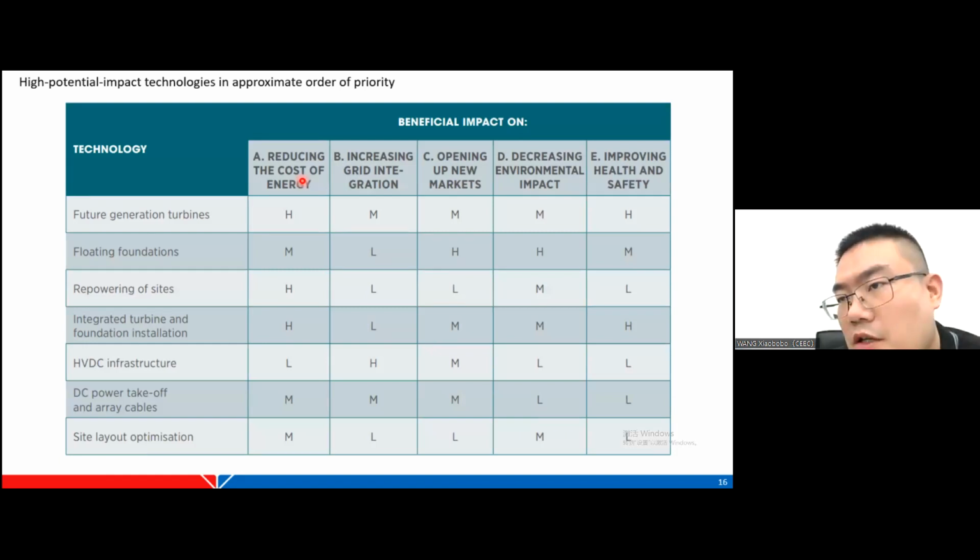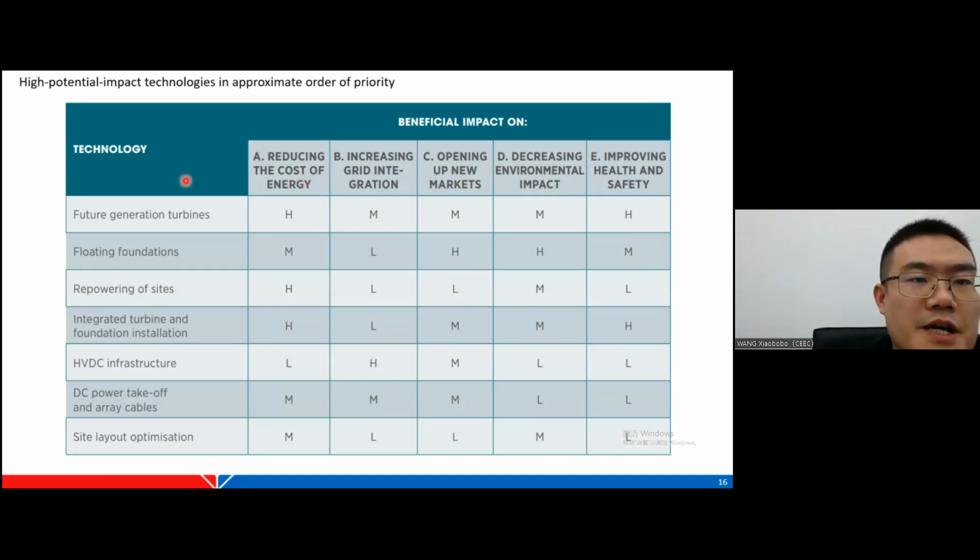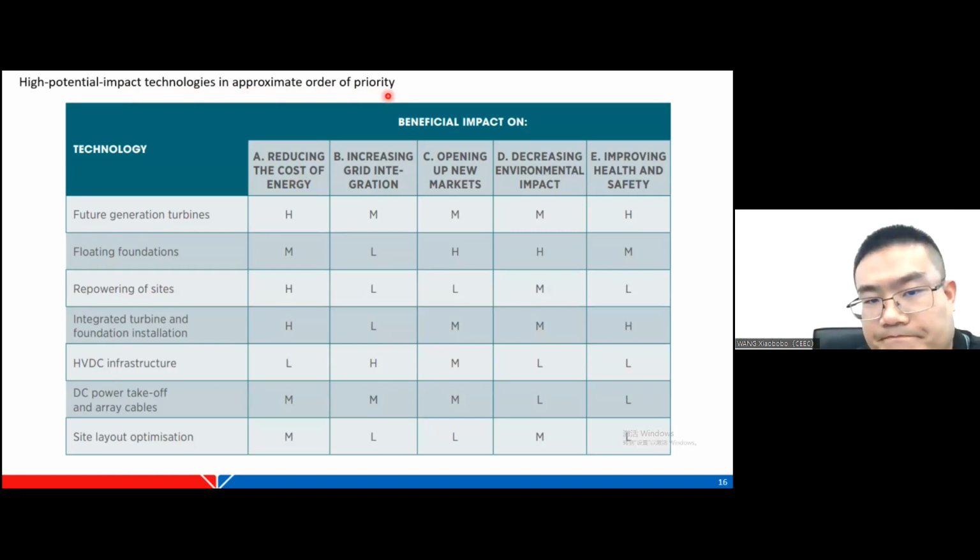There is still a lot of R&D activity in offshore wind power. We can get some high potential impact technology in approximate order of priority: high, medium, low, and it's very typical. Future generation turbine, reducing the cost of energy, for sure. Grid, increasing grid integration, moderate. That's for sure.